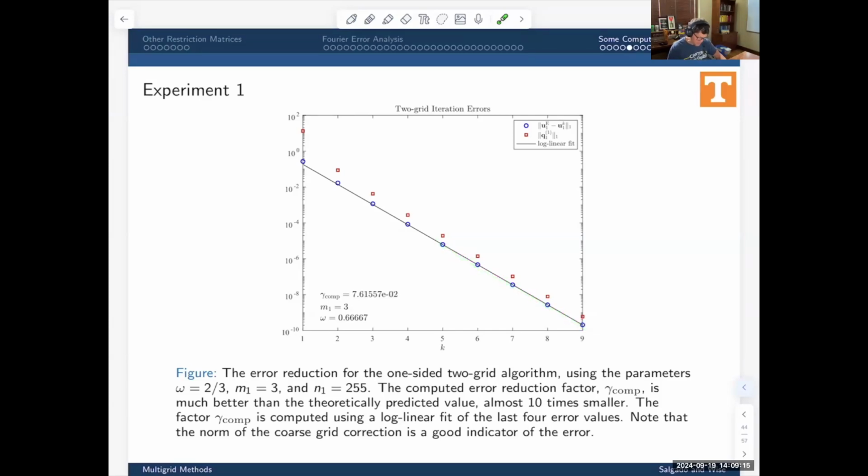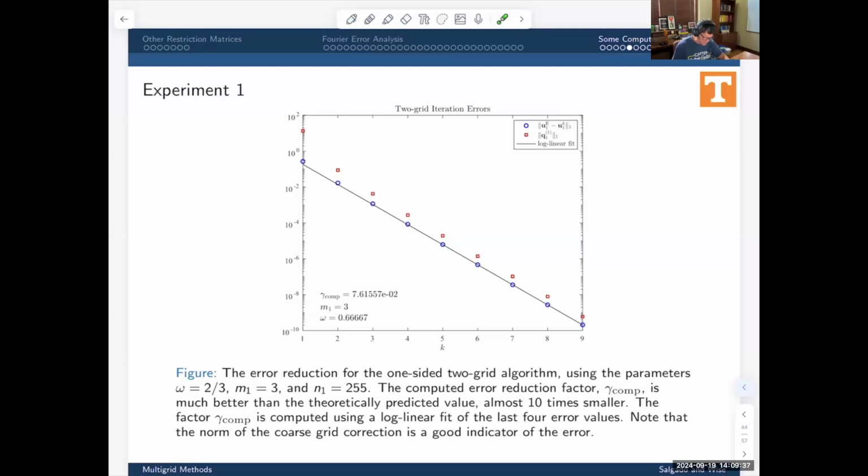Well, it turns out the reduction in the error, this computed reduction, actually turns out to be a whole lot better than what the theory is suggesting. Remember, the theory suggested we should get something around 0.7. Actually, we're getting something which is basically 10 times smaller than 0.7. So it's 0.07. That's really rapid convergence.